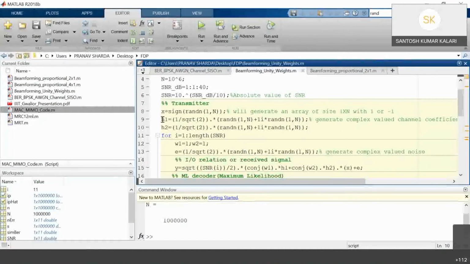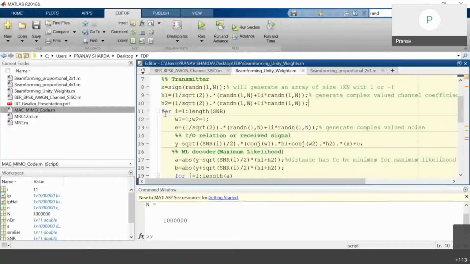So this H1 and H2 are complex valued channel coefficients, right? And we are starting with a for loop. Like in the previous case, we take a for loop for the different SNR values. Since we are talking about beamforming for unity weights, we take W1 and W2 to be unity, right?